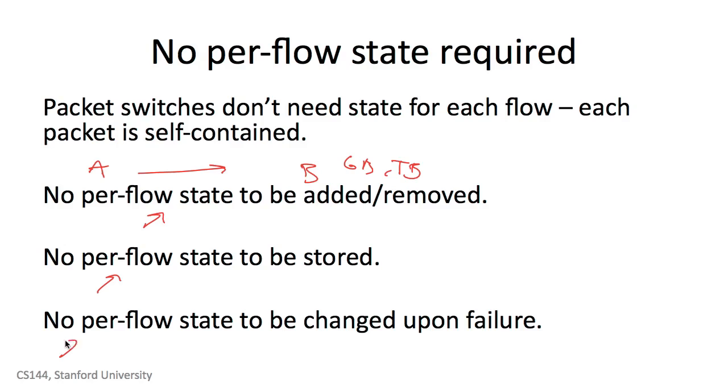And finally, if you're maintaining this per flow state, one of the issues that really comes up as your network grows bigger is nodes fail. A router goes down, a link goes down, a backhoe severs an optical link.